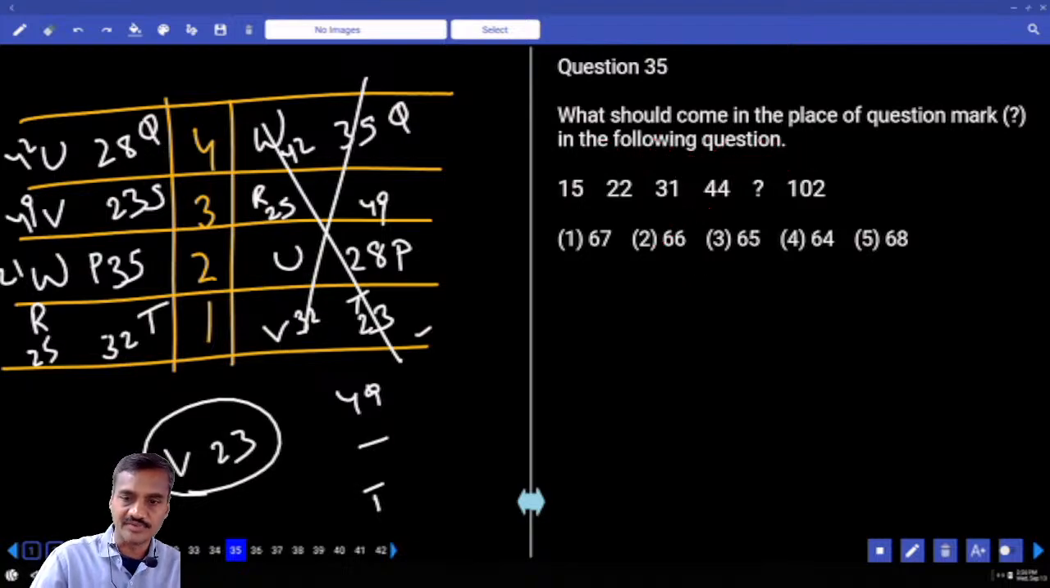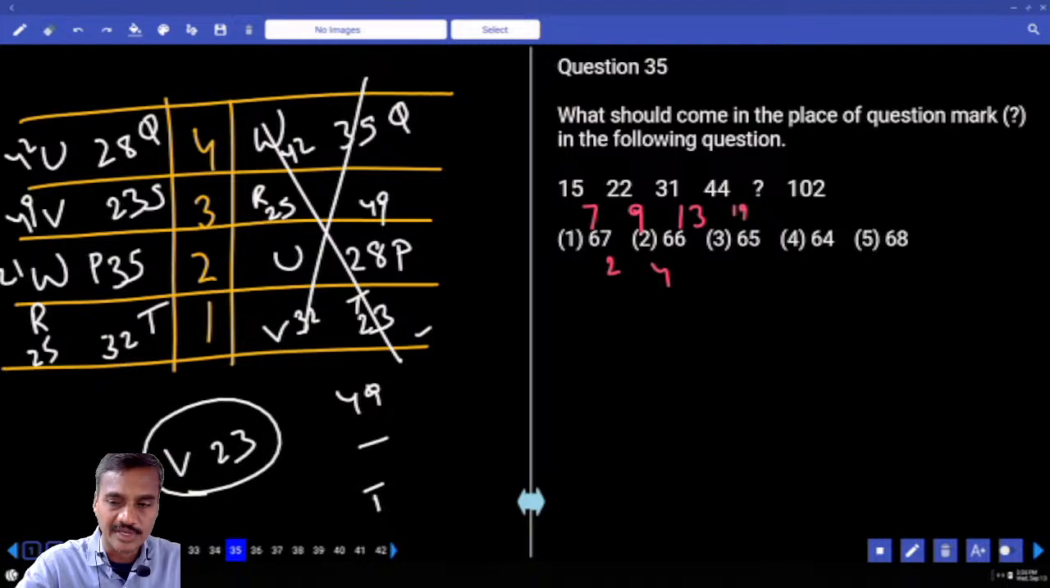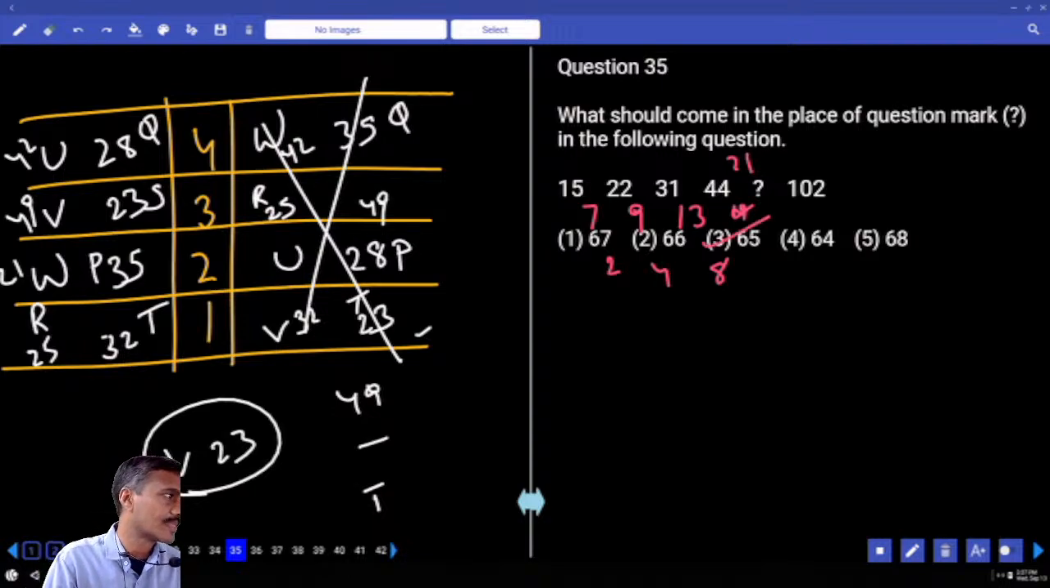The next one 35, 15, 22 and so on. 15 plus 7. 22 plus 9. 7 and 31 and 44, the difference is 13. 7, 9, 13. 7 and 9, tell me what is the difference we have? Now here the difference is 4 and the next difference could be either 6 or 8. Now if you add 6 here, 13 plus 6 is how much? 19. And 44 plus 19, 63. Is it there in the choice? No. Hence choice 4 is ruled out. And 2 into 4, 8. 13 plus 8, 21. 44 plus 21, 65. Choice 3, question number 35. Done?